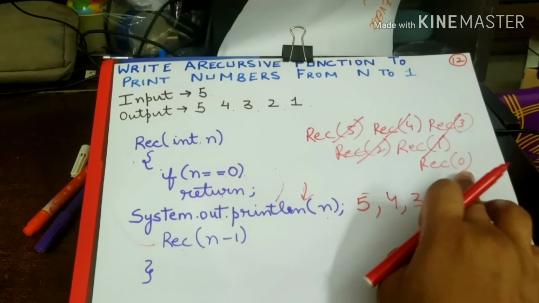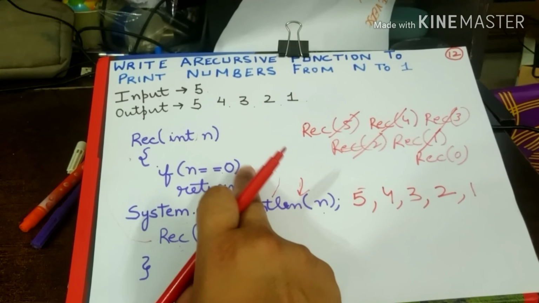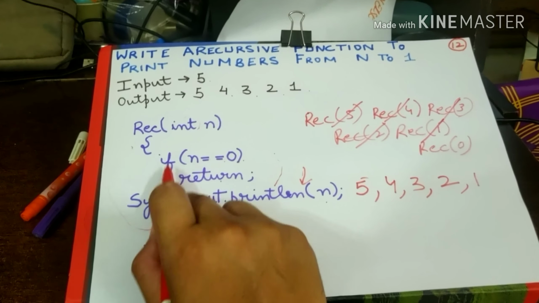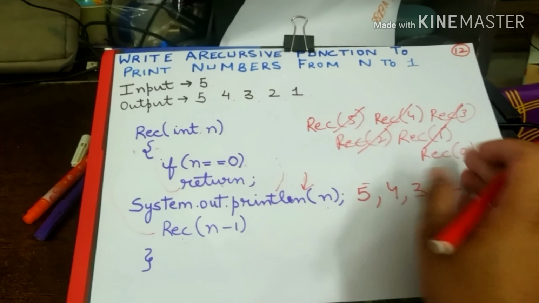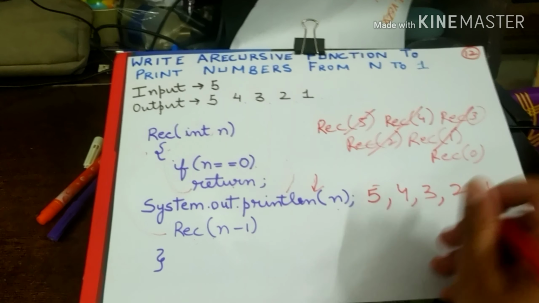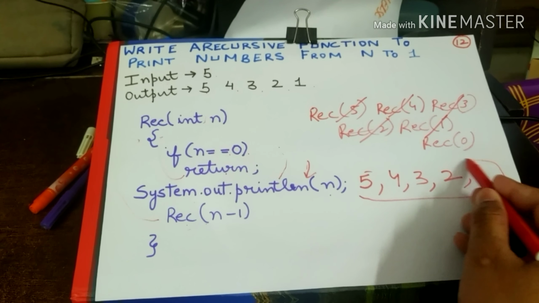Okay, when rec(0) is called, n is 0. So is 0 equal to 0? Yes. So it will return from the method. It will return to the previous method, that is rec(0) only. So it will basically stop calling the method again. So the final output will be 5, 4, 3, 2, 1.